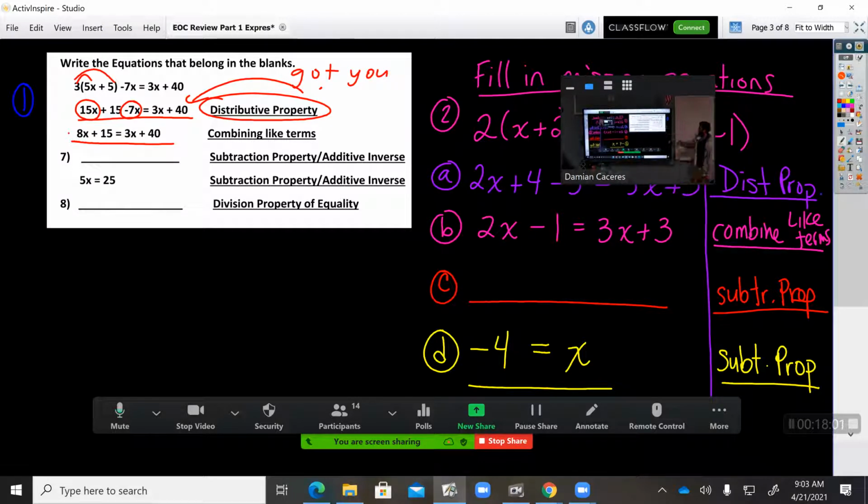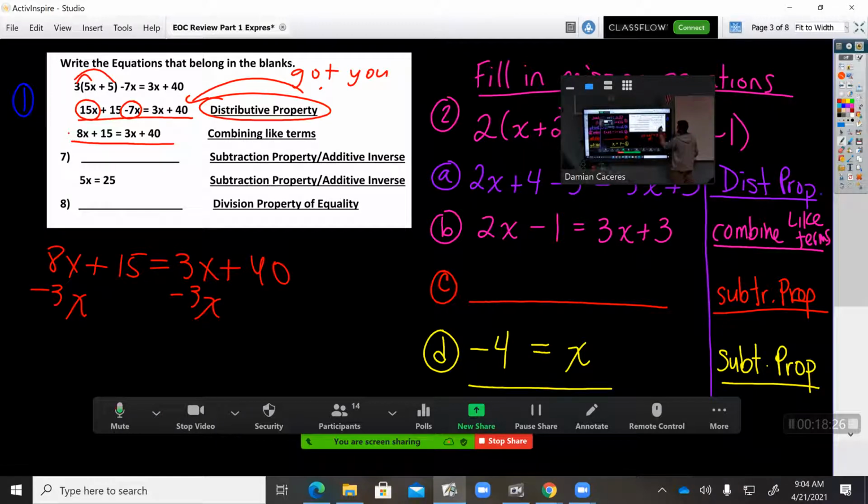Now, if you're at this point, 8x plus 15 equals 3x plus 40, what would be the next step? The next step is getting the variables to the same side. So you move the smaller one, minus 3x on both sides. Now, what comes in this empty line is the result from doing this. So 8x minus 3x is 5x. Everything else just comes down. So we have 5x plus 15 equals 40.